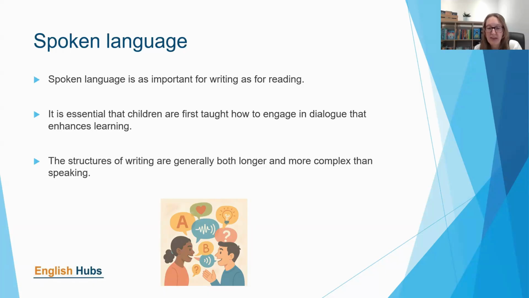The national curriculum reflects this, requiring that pupils are taught to distinguish between the language of speech and writing. The following slides will provide examples of how teaching can effectively distinguish between the two.